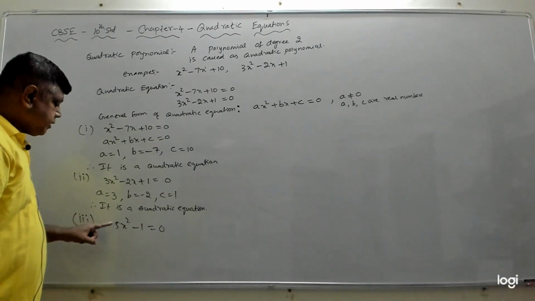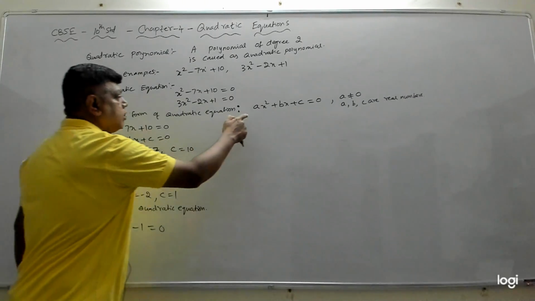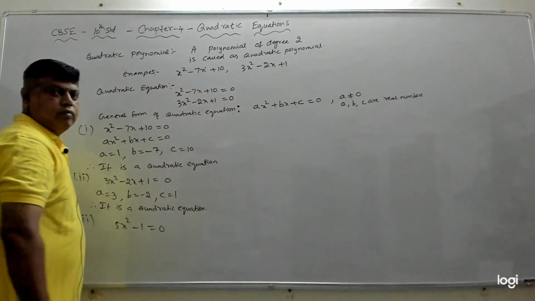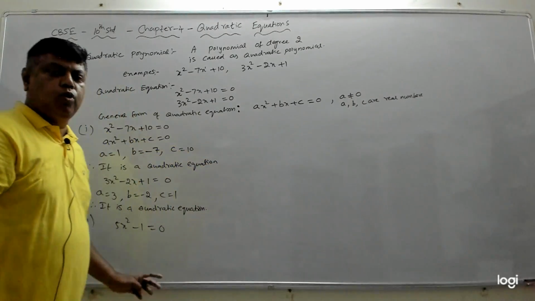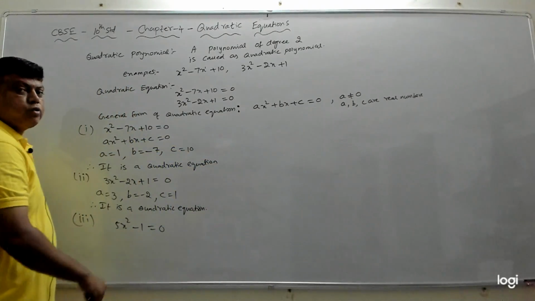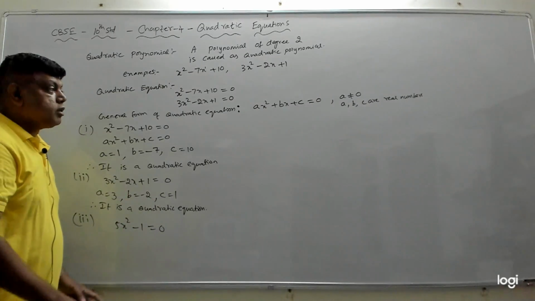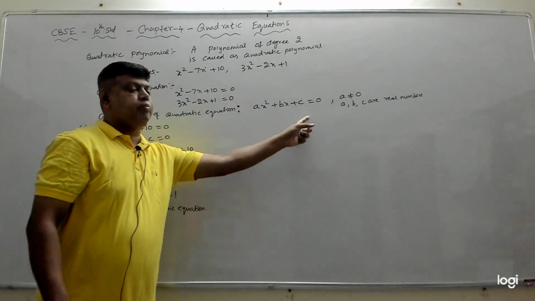Now we'll try to compare this given equation with the general form of a quadratic equation, ax square plus bx plus c. Does this look like this? Ax square plus bx plus c equal to 0? No, because I have 5x square minus 1. Then you cannot say it is not a quadratic equation just because it is not in that form. We will try to see whether I can convert this into this form.